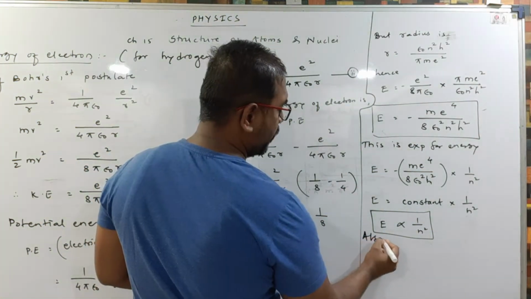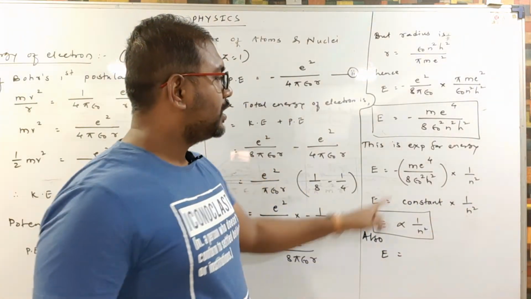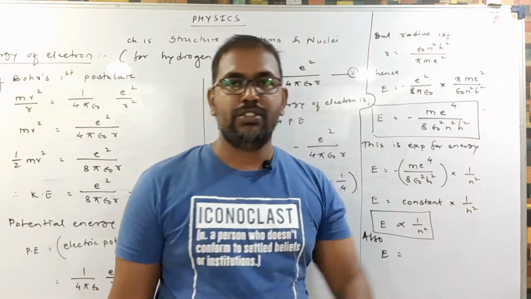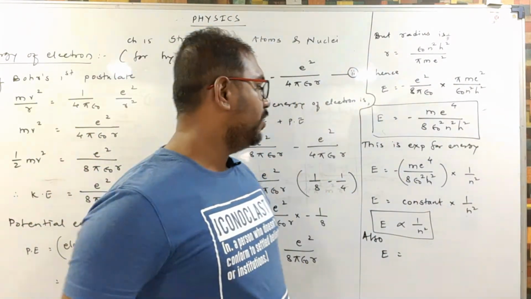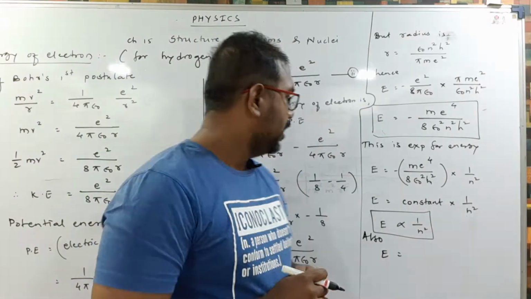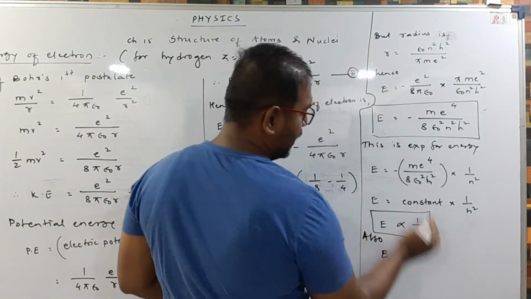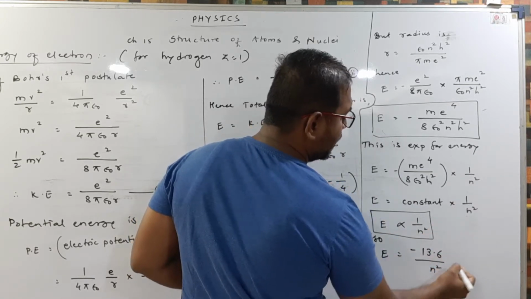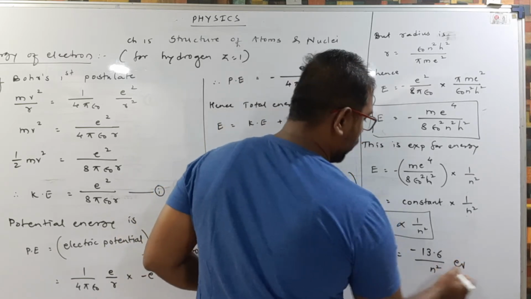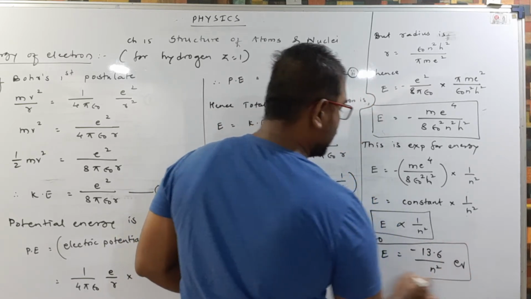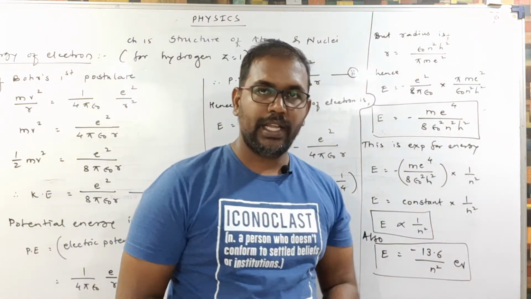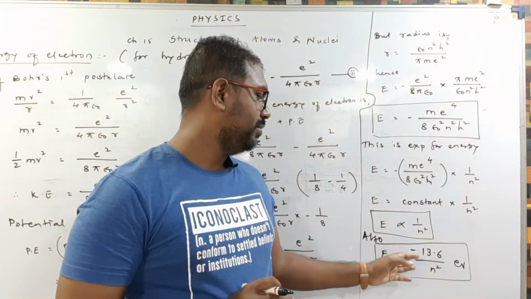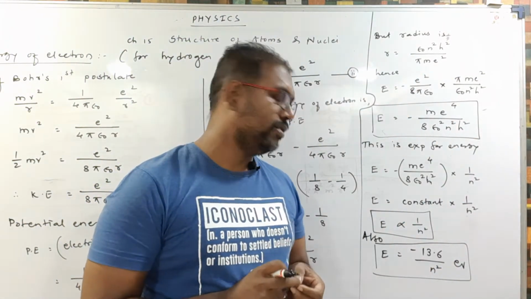Also, we write E is equal to, where m is constant, e is constant, 8, epsilon 0 and h square, everything is constant. If we substitute all the values and do the calculation, the minus sign stays as it is, and it comes to 13.6, with n square as it is. This energy is in electron volt. So energy of electron is given by this formula: minus 13.6 divided by n square electron volt.